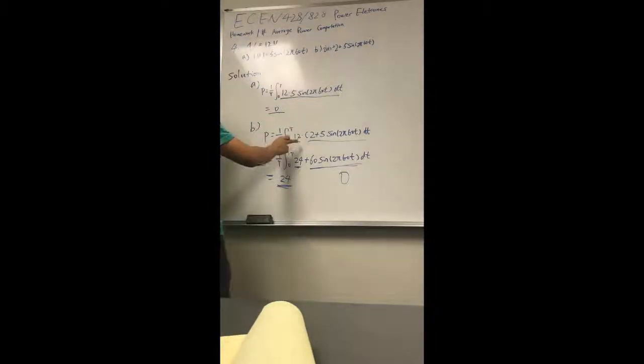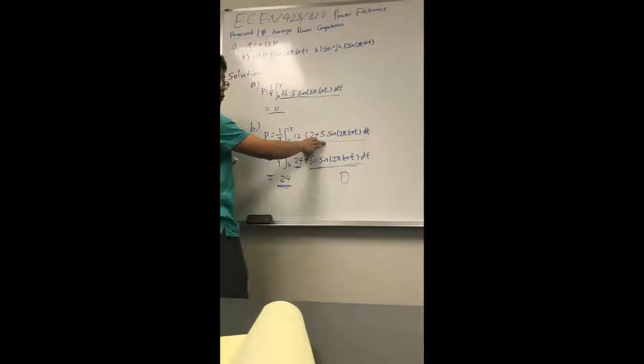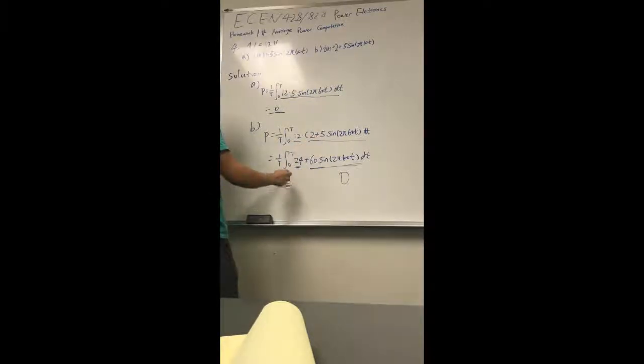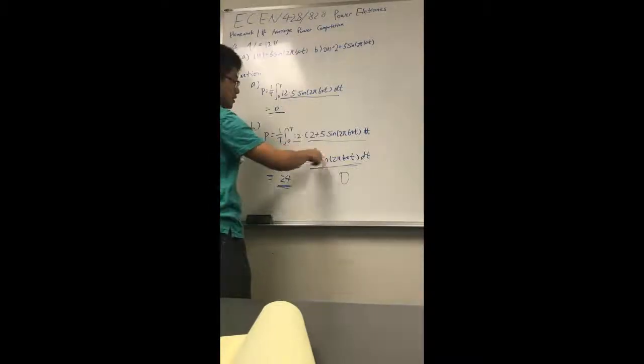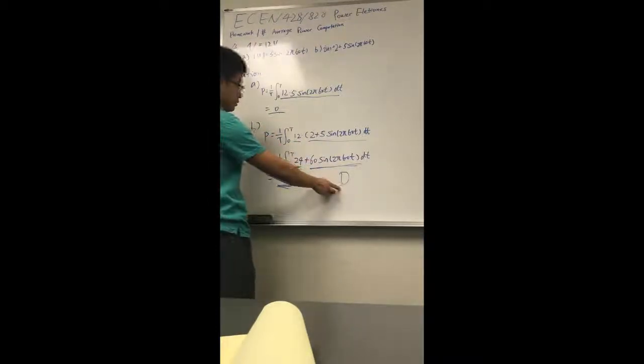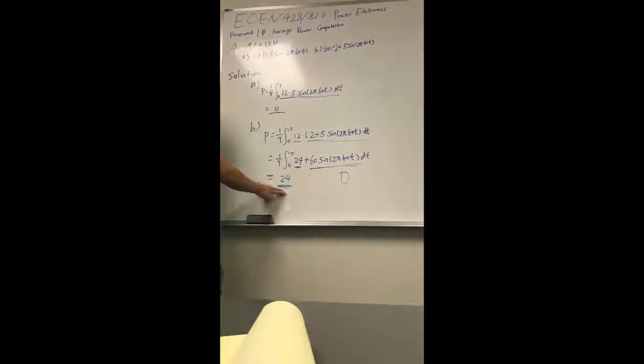So we have the voltage times the current. There are two terms by simplifying this equation. The first term is 24 and the second term is 60 times this sine term. For this sine term, we know the average value in one period for a sine function equals 0. So the answer should be 24 for this question.